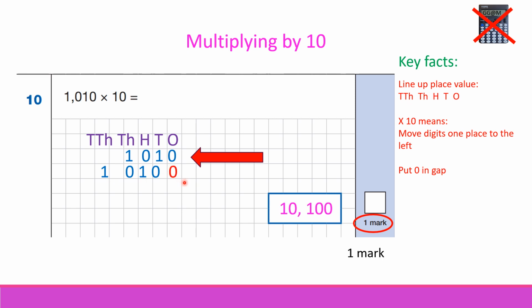Now our answer then needs to be written in the box down here. Remember we put a comma after the thousands column, so this becomes 10,100 and this will give you the 1 mark.